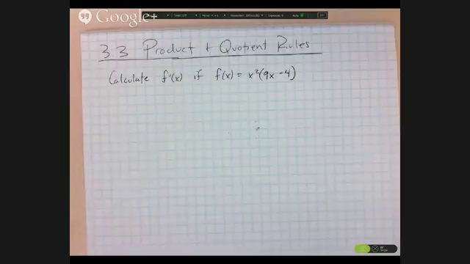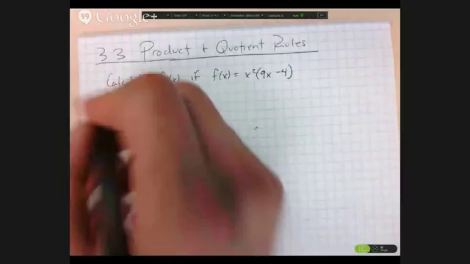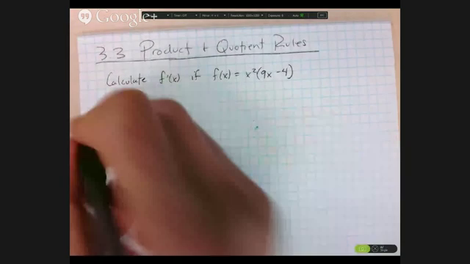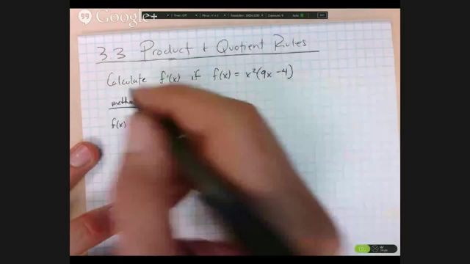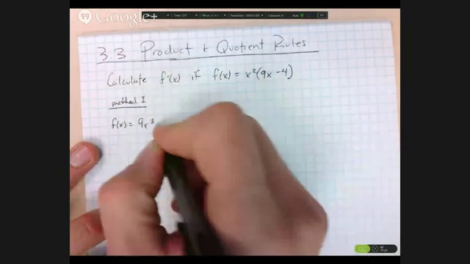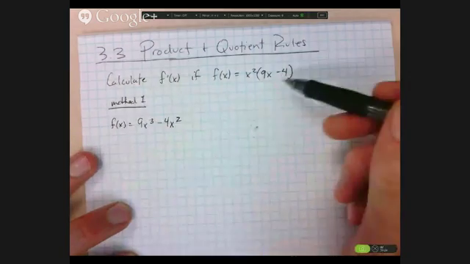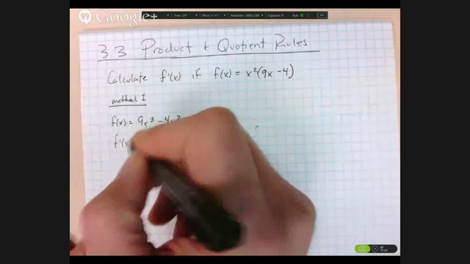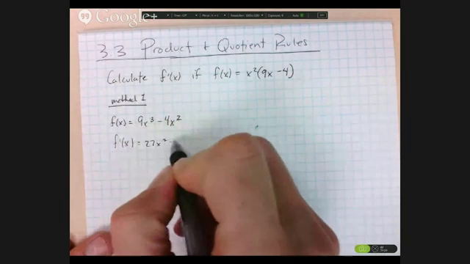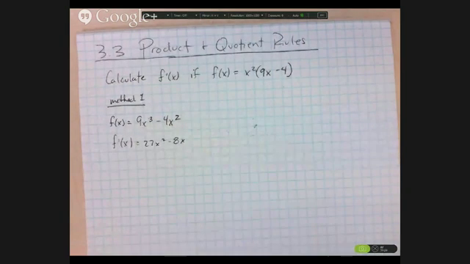Okay, method one. Distribute the x squared. Okay. Now I can take the derivative, right? Power rule now. Okay, so sometimes you can solve these with the power rule if you want to simplify them. All right?